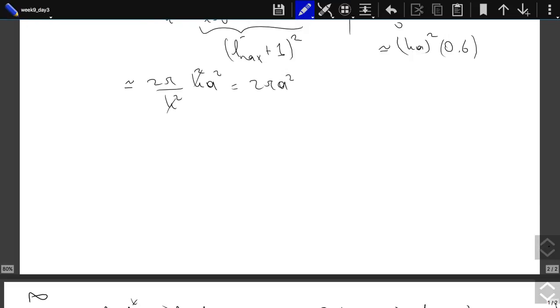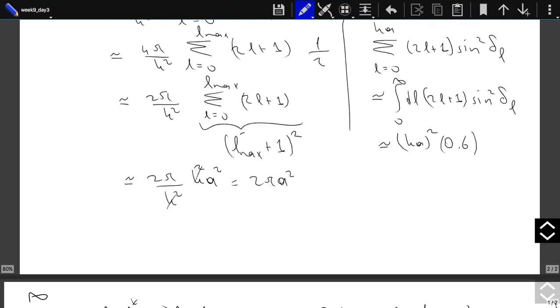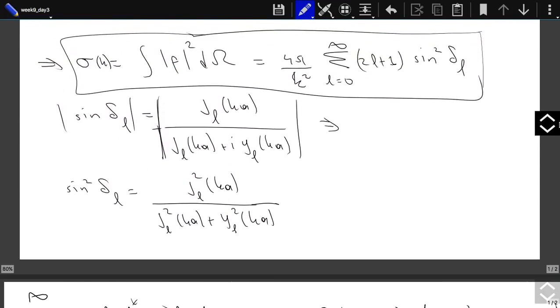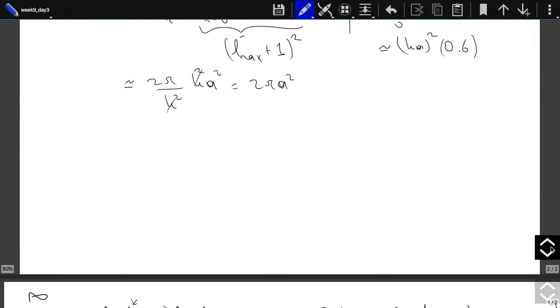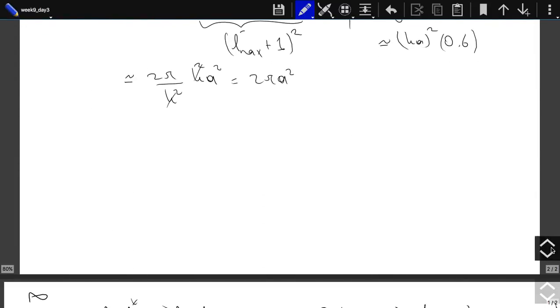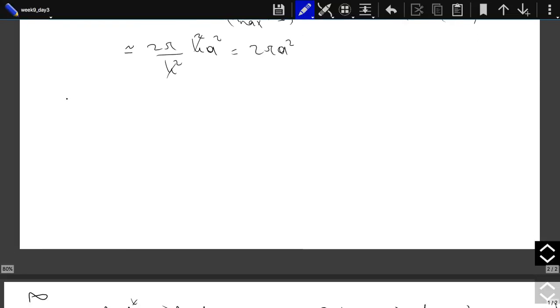Any other questions? Okay, so let's go to the Born approximation.